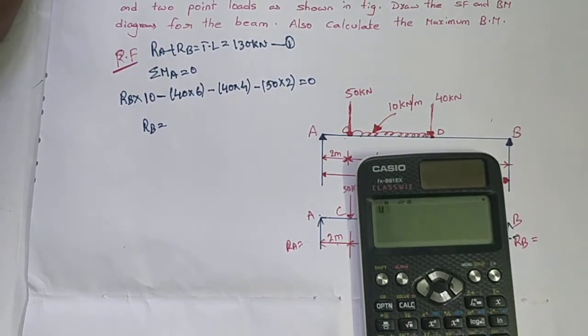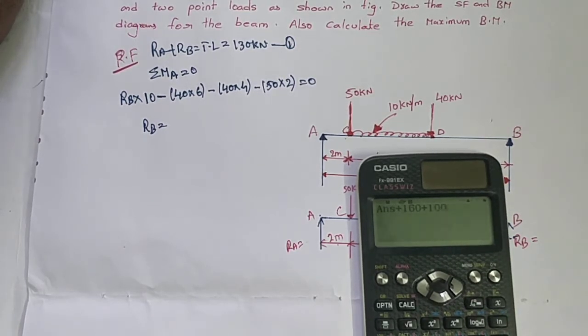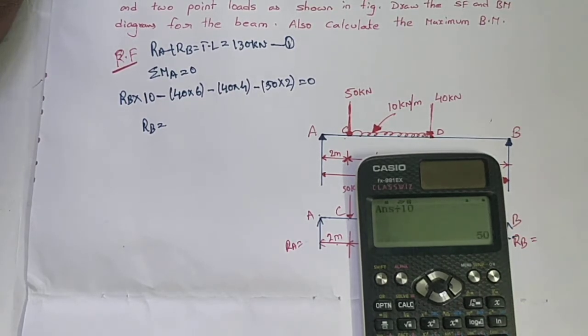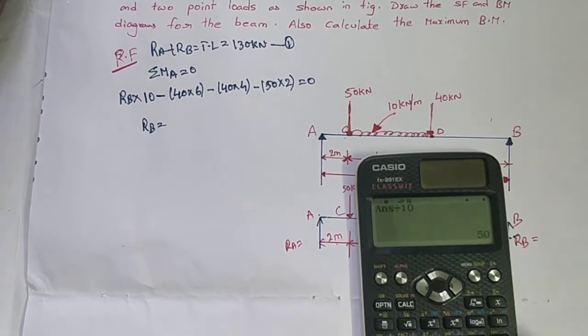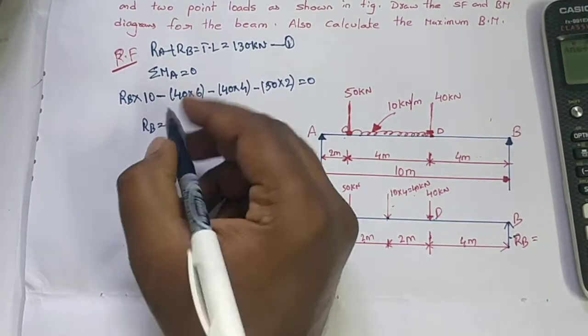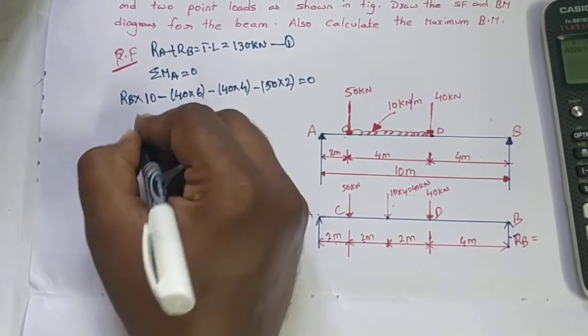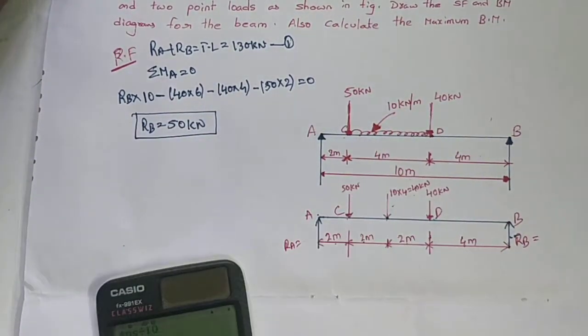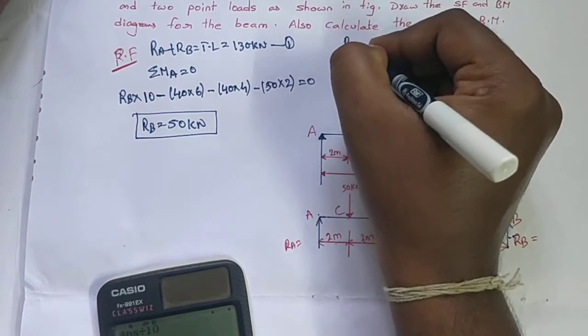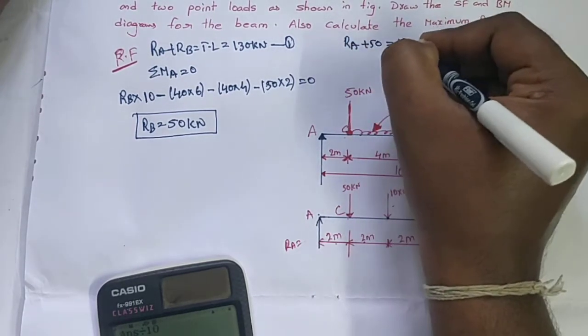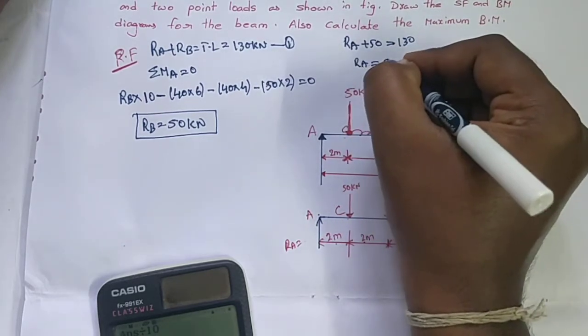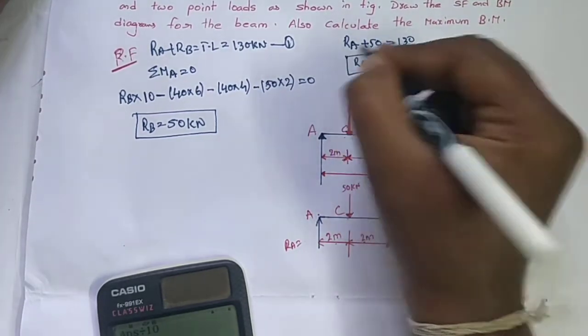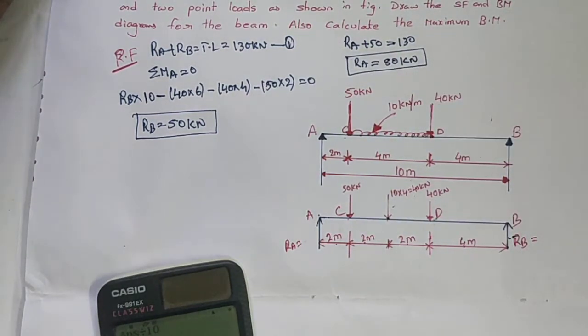By simplifying this equation, we get 40 into 6 plus 160 plus 100 divided by 10. It is the value of the reaction force at point B, that is 50 kilonewtons. Substitute the RB value in equation 1, we get RA plus 50 equals 130, so RA equals 80 kilonewtons. Now we have calculated the RA and RB values. RA is 80 and RB is 50.